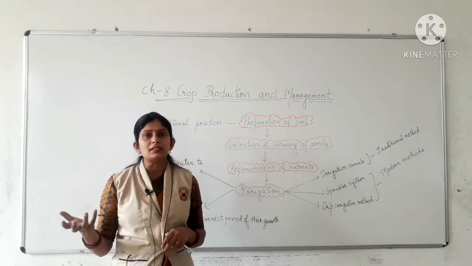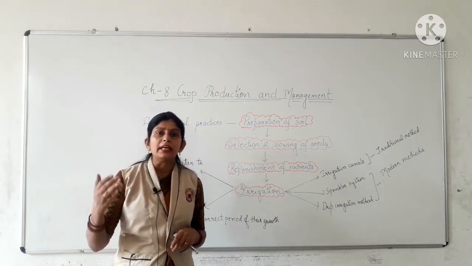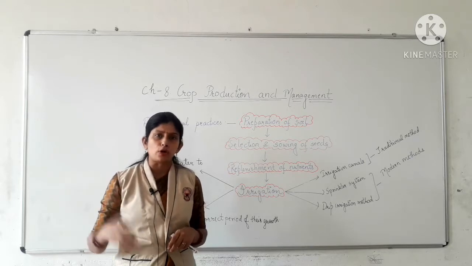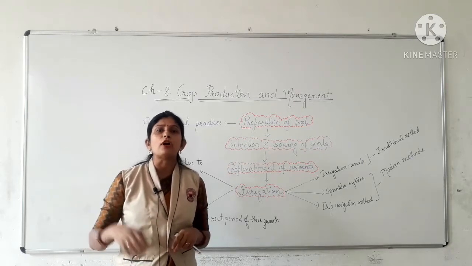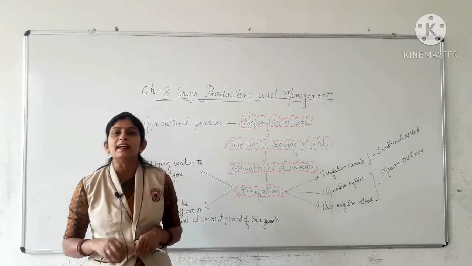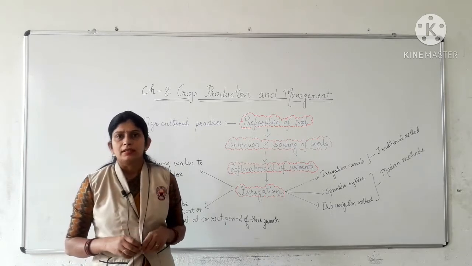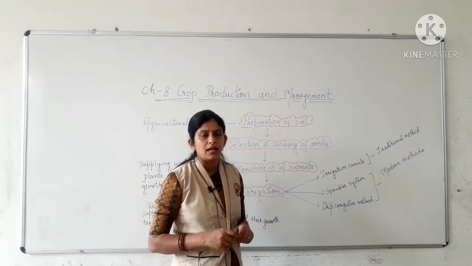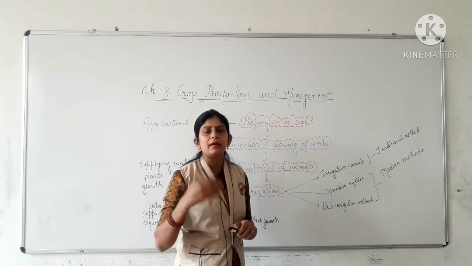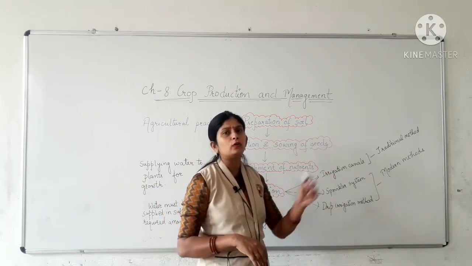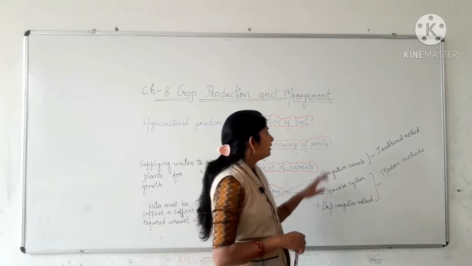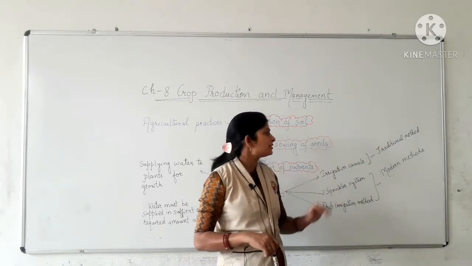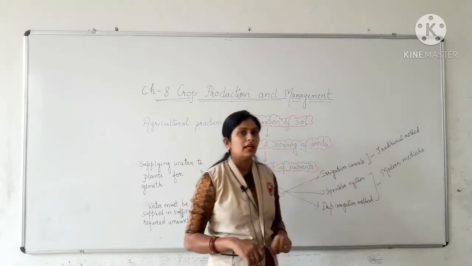So a farmer needs to adopt artificial methods by which he can irrigate his crops. He can supply water to the growing crops for their growth. There are two types of artificial methods by which irrigation can be done, by which water can be supplied to the growing crops. That are traditional methods and modern methods.